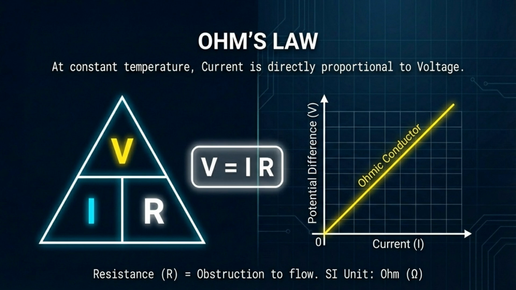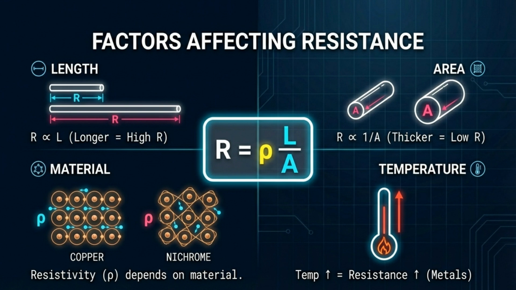Ohm's law states that at a constant temperature, current is directly proportional to voltage. This relationship is defined by V equals I times R, where R is resistance, the obstruction to the flow of current. Resistance is measured in ohm (Ω).